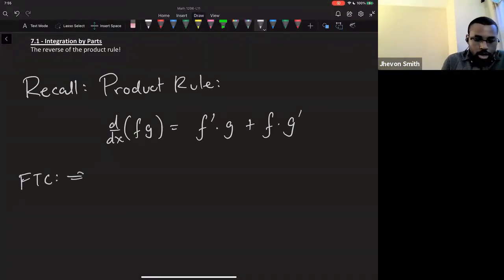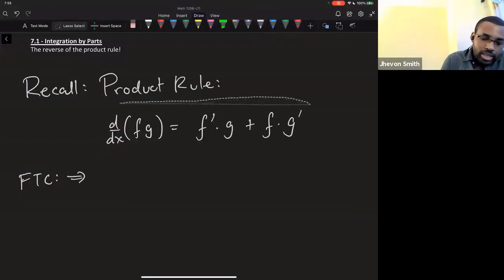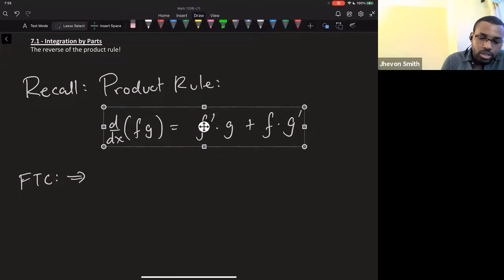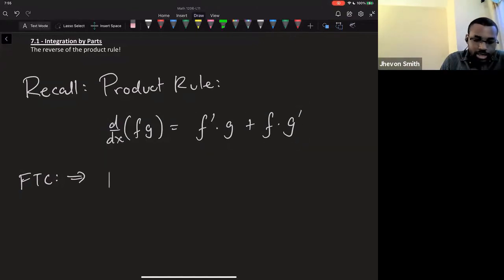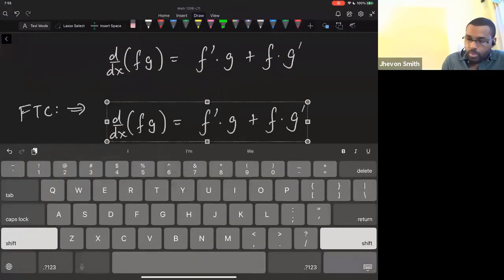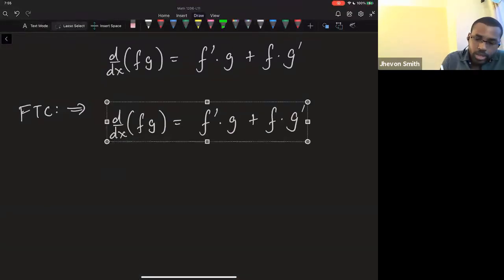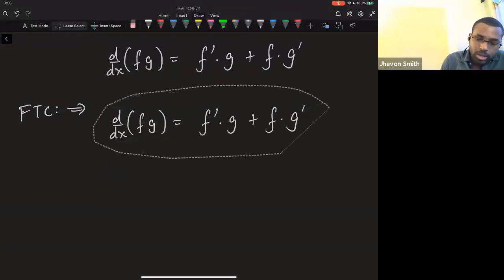Remember what this implies to us. Derivatives and integrals, they're sort of inverse operations of each other. I can kind of use one to undo the other in some sense. I just need to make sure that if I'm using an integral to undo a derivative, there's going to be a plus c that comes up. Okay, so other than that, they're pretty much inverse operations for the most part.